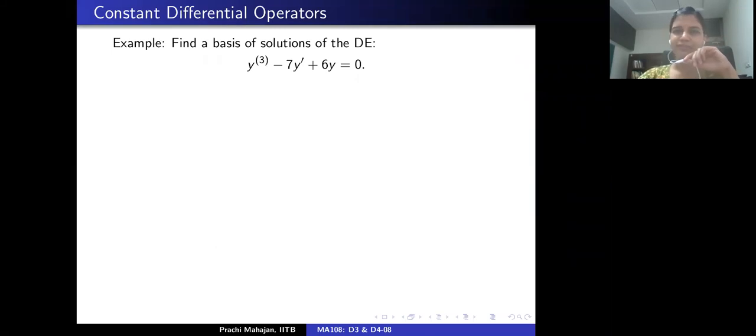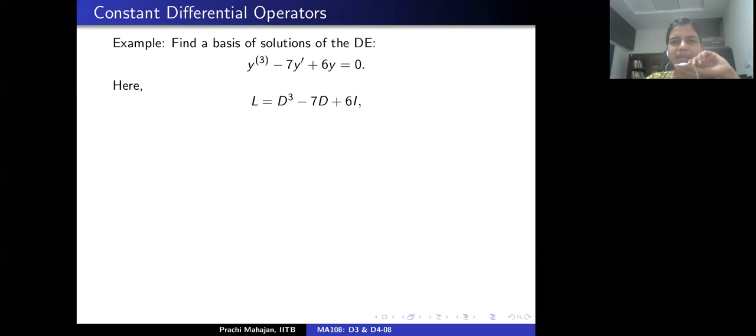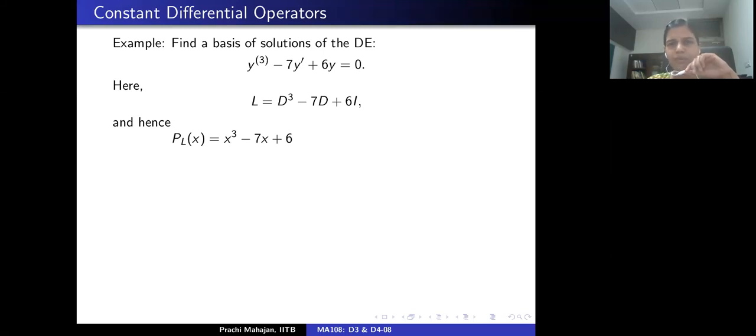We finally have an example. Good. Let's look at an order 3 linear differential equation with constant coefficients. I'm going to use the operator notation, and the associated operator here is D cubed minus 7D plus 6I. All right. Now, how do I go ahead from this point? I look at the associated characteristic polynomial, right? Which in this case is x cubed minus 7x plus 6.